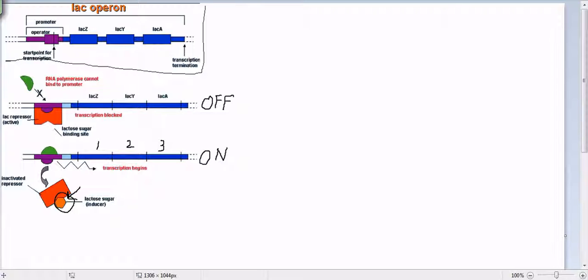And so remember, for transcription to take place on the lac operon, this repressor protein must fall off. It has to fall off, right? If it doesn't fall off, then the green half circle RNA polymerase cannot bind and there'll be no transcription. So that repressor protein has to fall off.